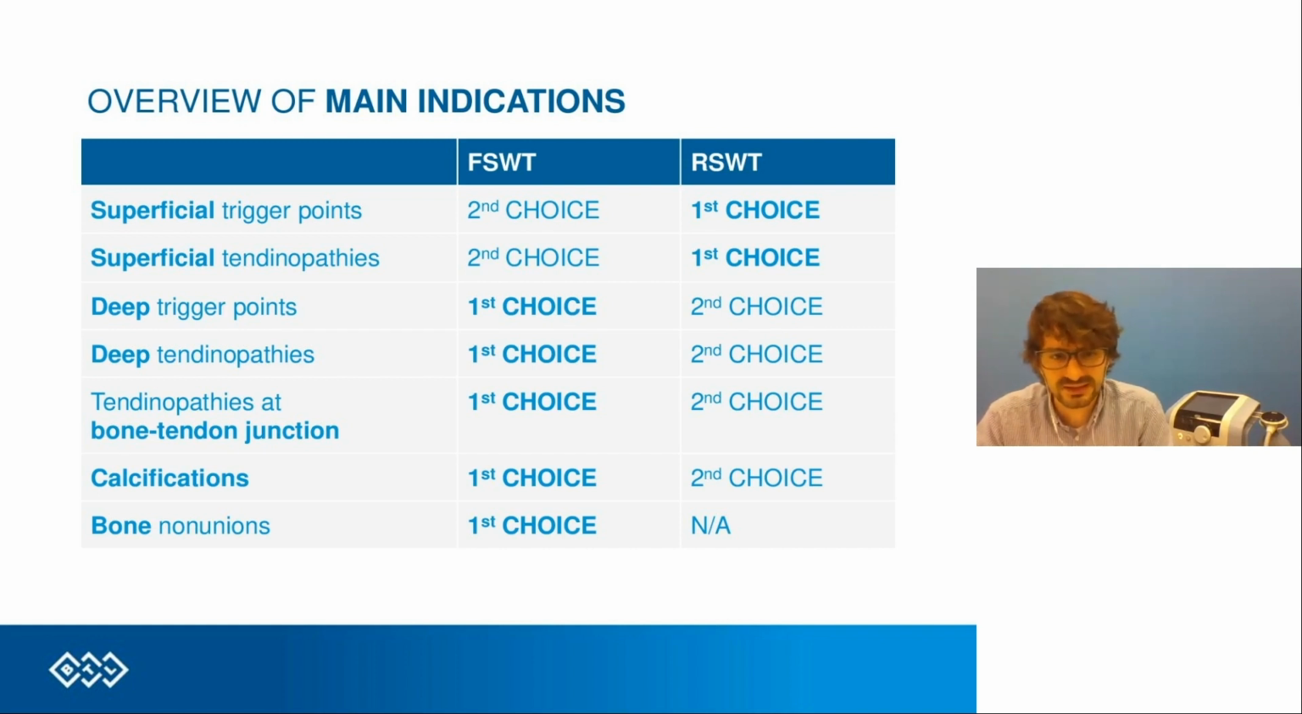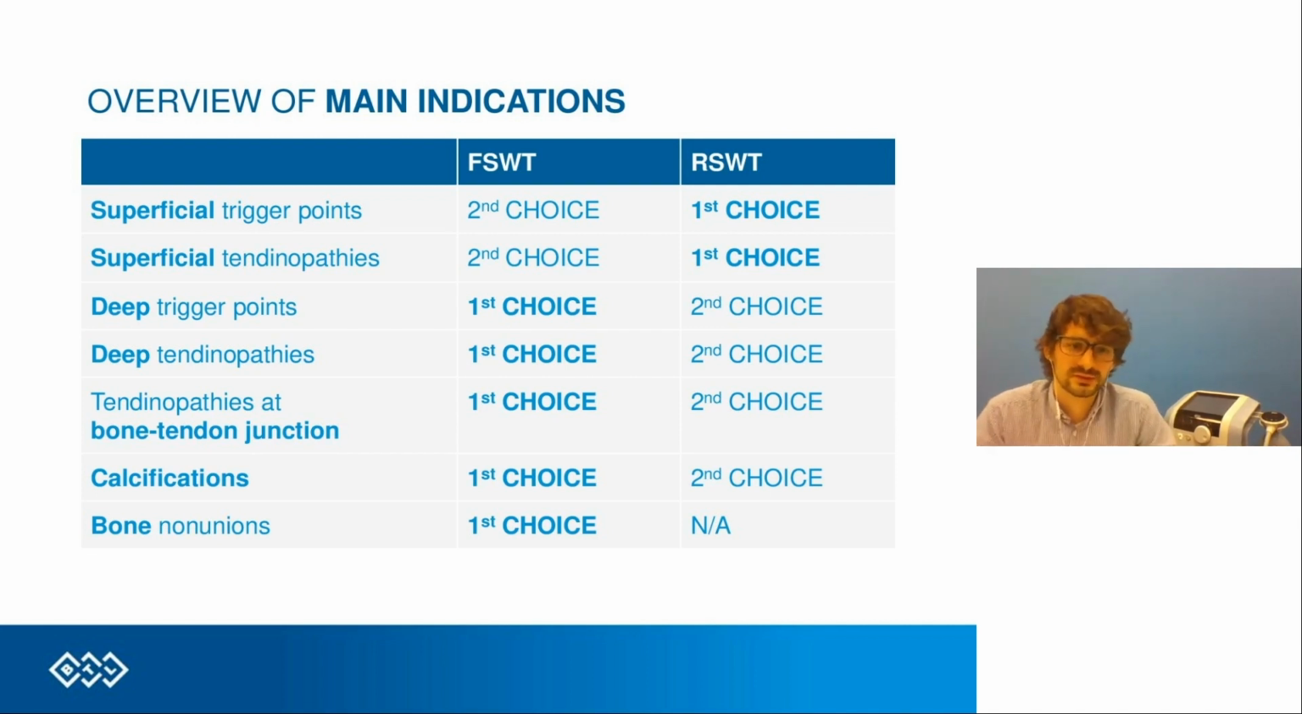The reason why radial is the first choice is because the radial shockwave is simply more available, and it is not necessary in all cases to immediately go to the focused shockwave device. On the other hand, once we get deeper, to deep trigger points and deep tendinopathies, it is better to use a focused shockwave device, because you cannot achieve it as well with the radial shockwave device.